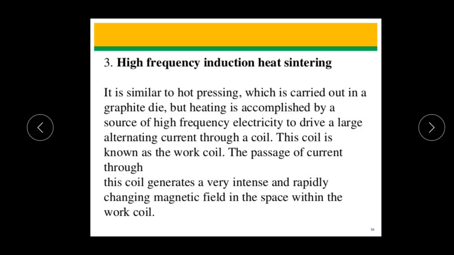And the third one is high frequency induction heat sintering. It is similar to hot pressing, which is carried out in a graphite die, but heating is accomplished by a source of high frequency electricity driving a large alternating current through a coil. This coil is known as the work coil. The passage of current through this coil generates a very intense and rapidly changing magnetic field in the space within the work coil. Due to this, enough temperature is generated to heat the compacted particles.